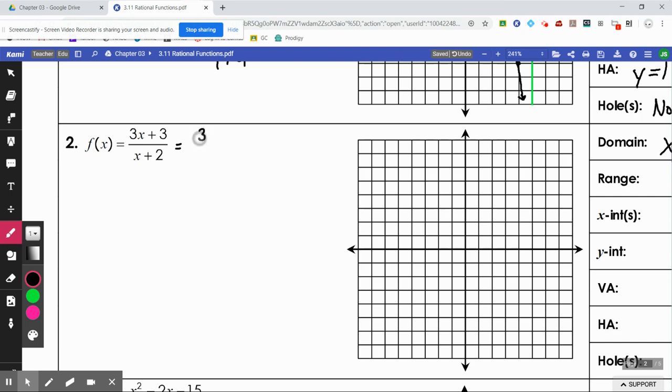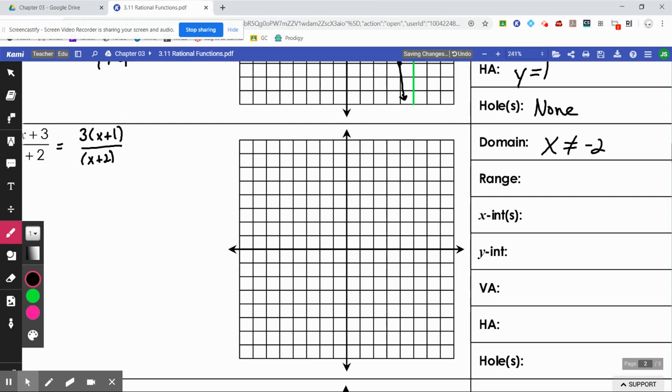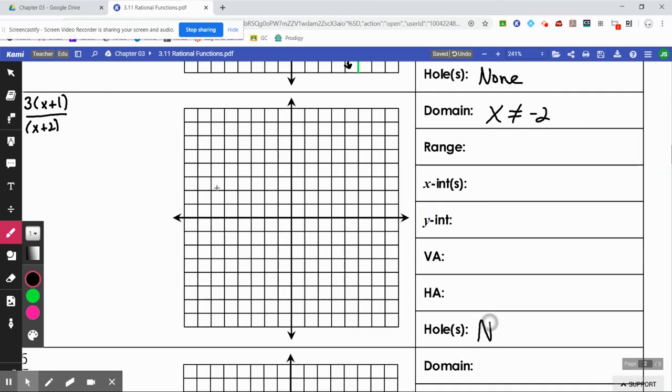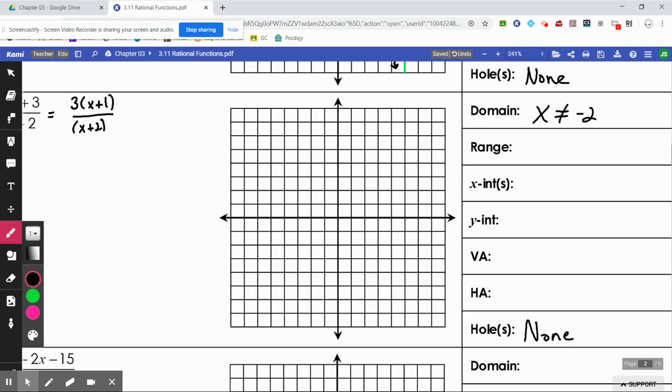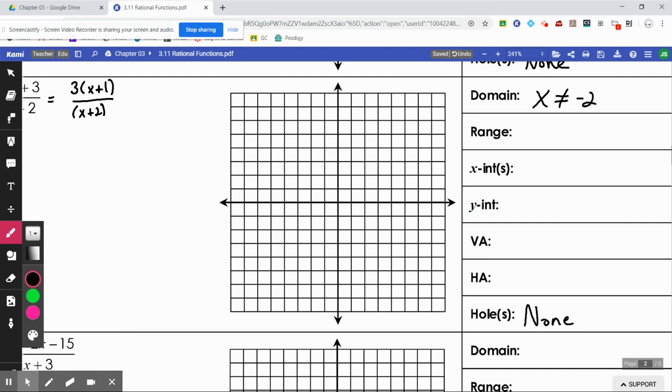The top I can factor a 3 out of, and you're left with x plus 1. On bottom I have an x plus 2. Again, if a factor is present on top and bottom, there is a hole there. I have an x plus 2 on bottom, but I do not have one on top, so there are no holes. However, if you have a factor on bottom but not on top, then you're going to have a vertical asymptote where that's going to be 0. So at that x equals -2, that's going to be a vertical asymptote. So we can go ahead and plot that on our graph.